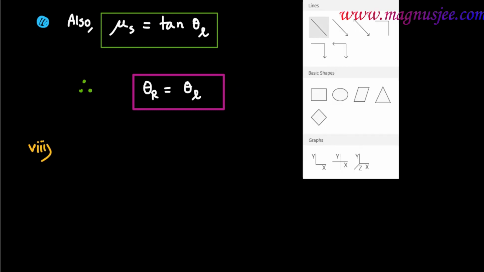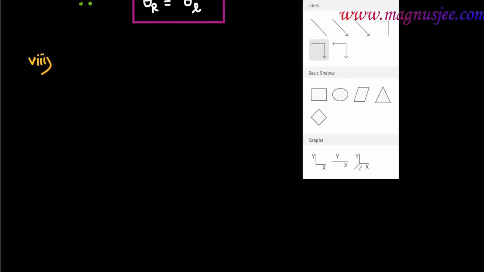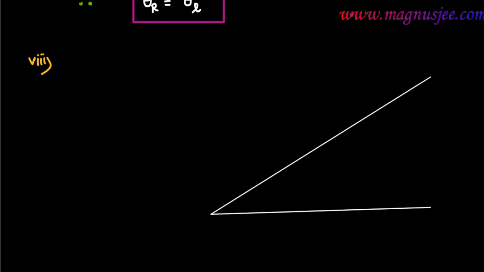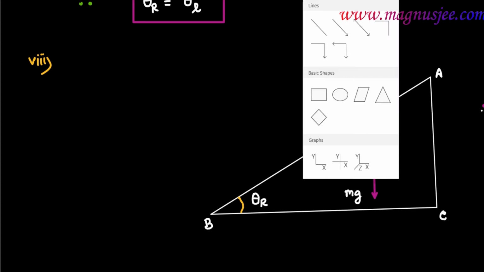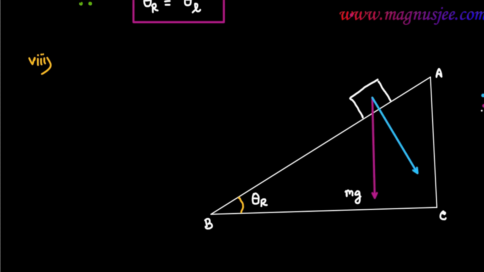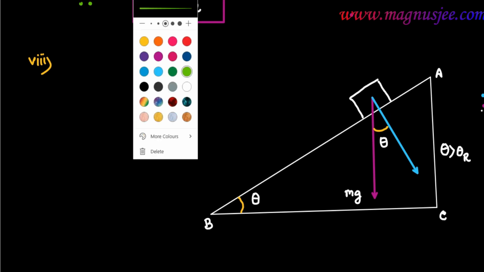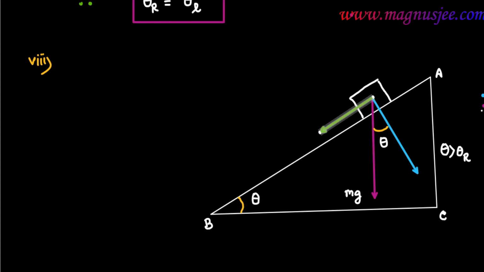Number 8. Again, we can draw an inclined plane AB. The angle of inclination is theta. A body is placed on the inclined plane. Its weight mg acts vertically downwards as shown in the figure. This angle will again be theta. So here we can make a correction: the angle of inclination theta is greater than theta R, which means the angle of inclination is greater than the angle of repose. We can draw another rectangular component of the weight mg.